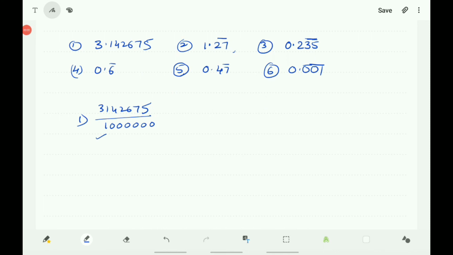Children, here is a homework for you. With the help of the solved example, you convert all these decimals into P by Q form.